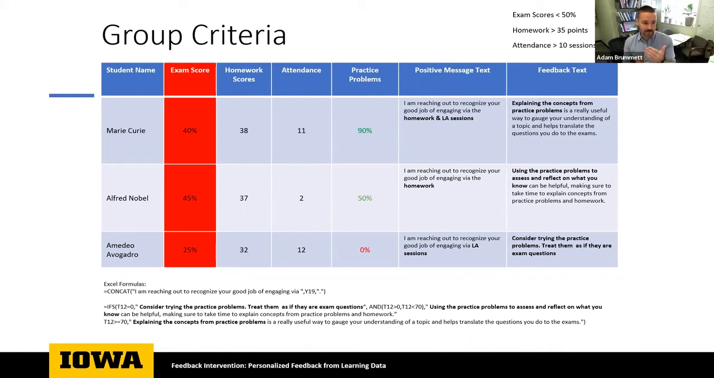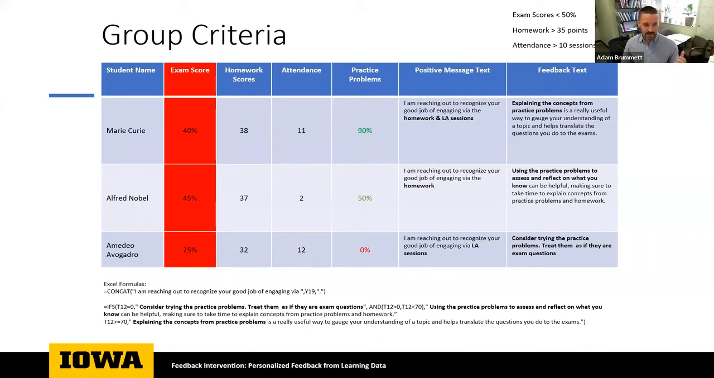And so that top student, Marie Curie, still has done well in the homework, is attending class, and is doing practice problems. So a very highly engaged student, but still struggling on exam performance. There's still a disconnect between the work they're doing and the performance outcome. They're not really learning that material. So I might give different feedback to that student compared to Avogadro at the bottom, who is maybe attending lectures but not doing practice problems and is also performing very low.